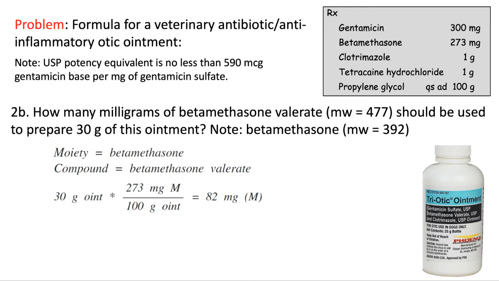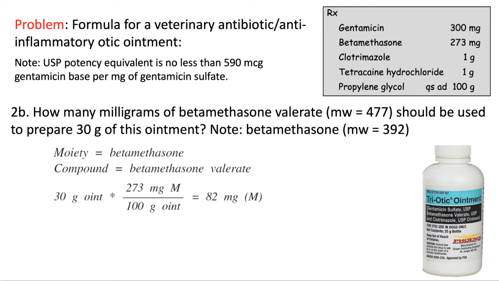prescription. So the question wants to know how much betamethasone valerate for 30 grams of this ointment. So let's again start with 30 grams of ointment and multiply by the concentration of betamethasone given in the formula, which we said was 273 milligrams of betamethasone, and I put a capital M here to remind you that means the moiety. The moiety is betamethasone, so we have 273 milligrams of that moiety for every 100 grams of ointment. So now when we multiply that across, grams of ointment cancel, and we would be in milligrams of betamethasone. That is the moiety, which says for 30 grams, I would need 82 milligrams of pure betamethasone.